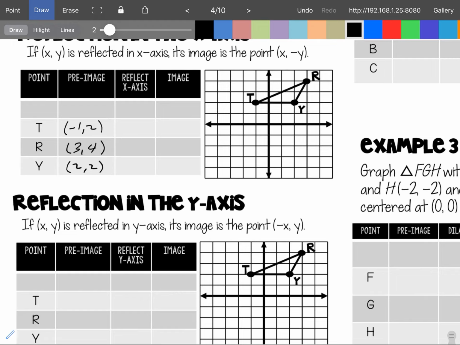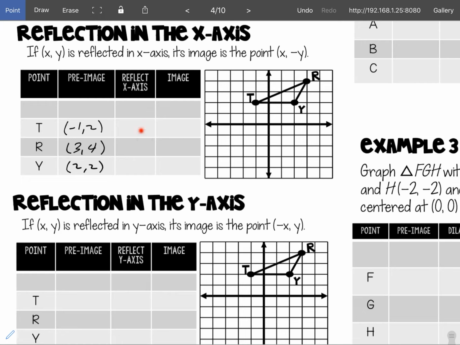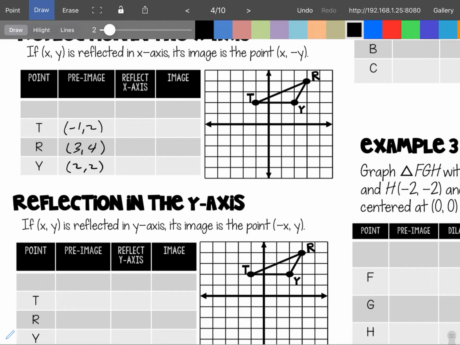Now they want me to show the work like in this middle column right here. I don't think we're going to need to do that. So what I'm going to tell you is then the image, what we're going to do again is leave the x the same and just take the negative of the y value. And then we're going to replot this thing. So when we get the image, instead of being point T, it's going to be called point T prime.